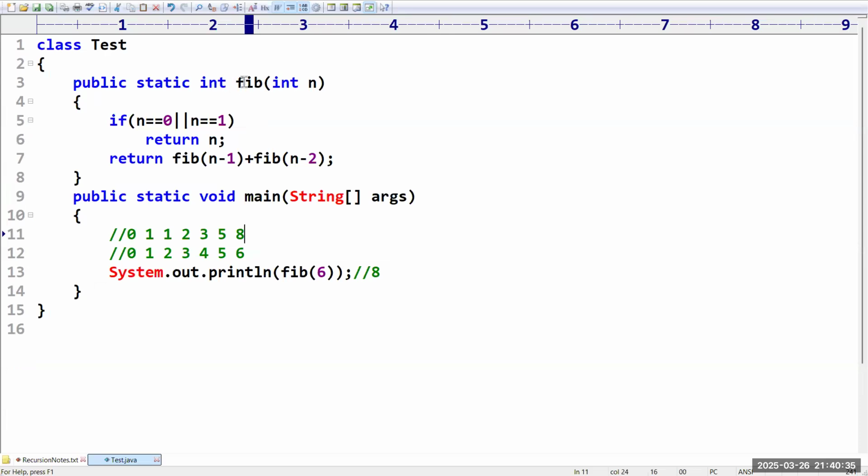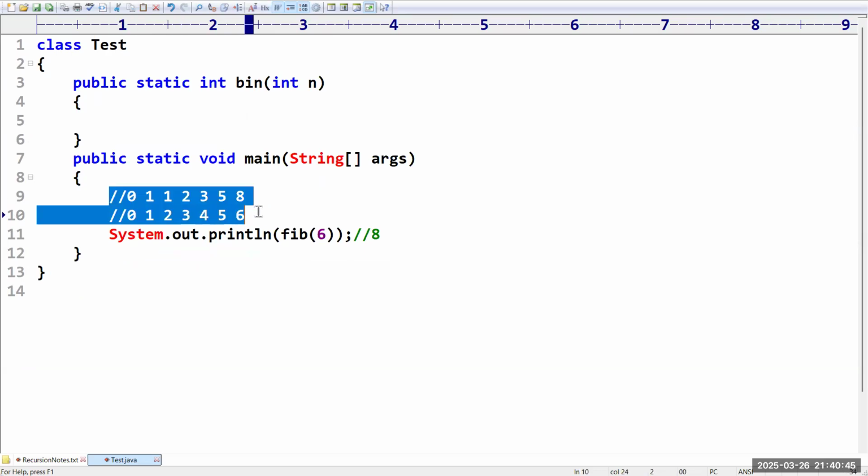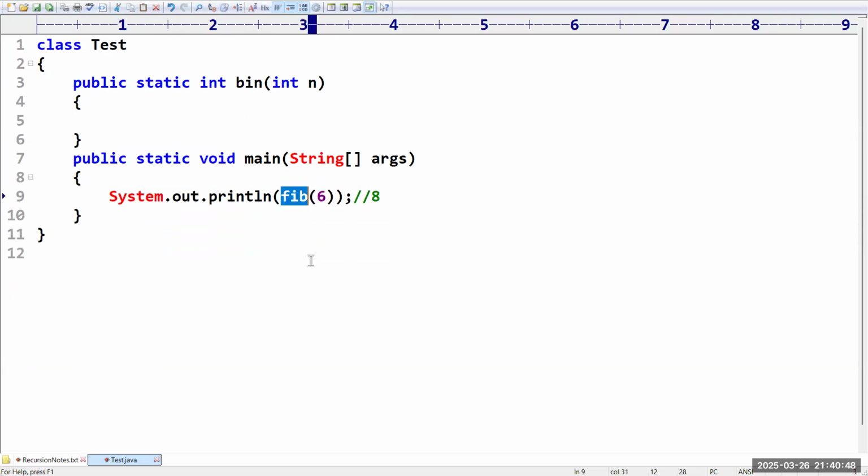Sir, very simple. Here I am going to take the method name as bin, that is binary. Anyway, I will write the code later. Listen. If I am calling bin of 6, what is the binary equivalent for this? 110. Correct, sir? Is the binary equivalent of decimal number 6 110? Correct? Yes, sir.